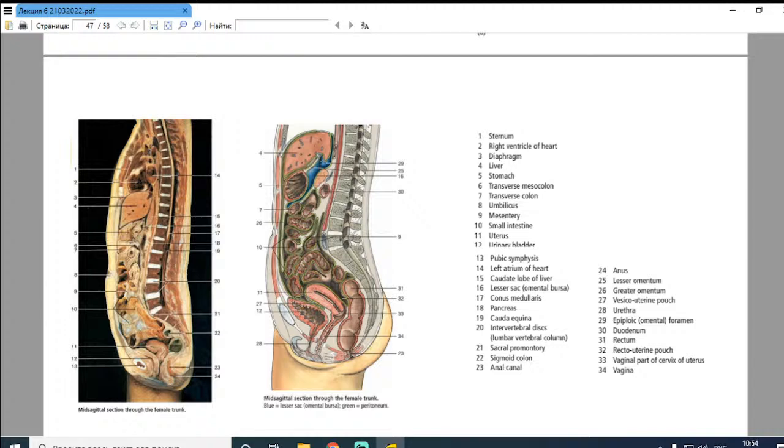Omentum majus. This is green. Omentum majus. What do you see? Omentum majus.